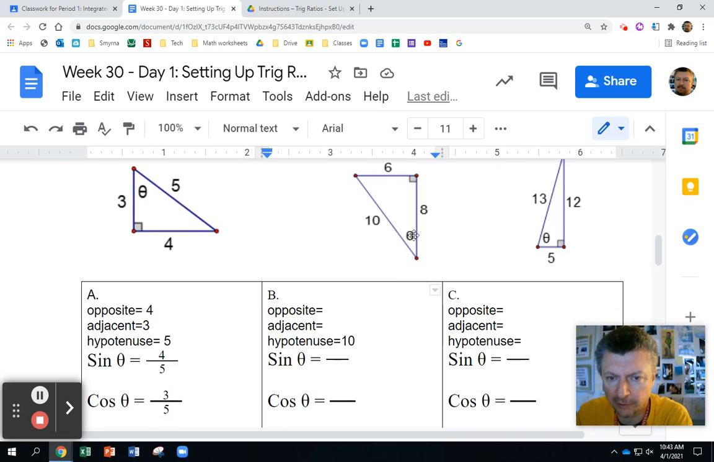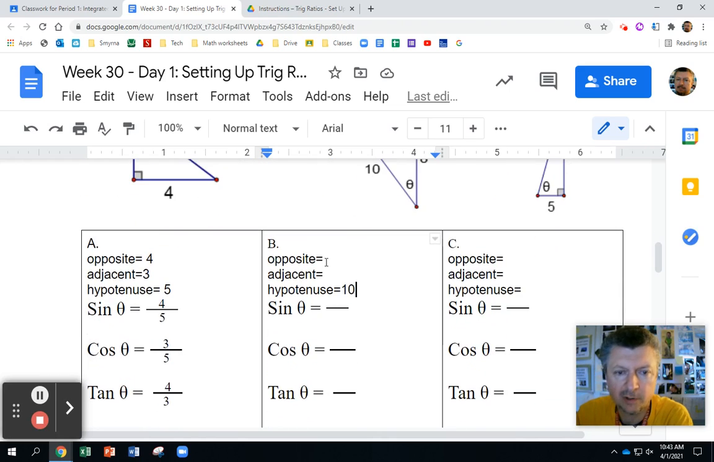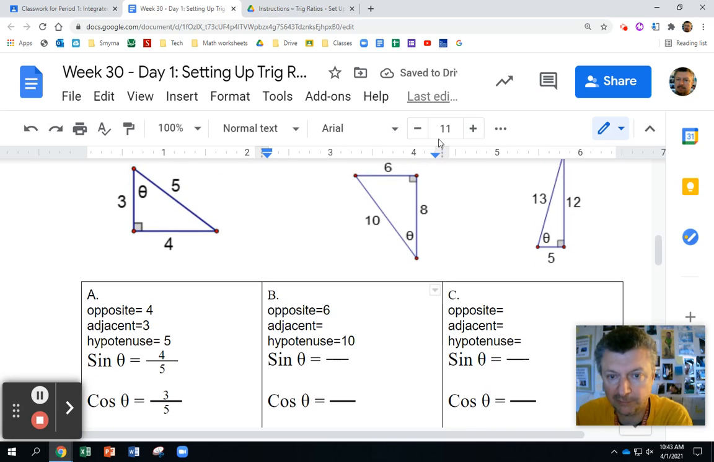Now we're dealing with this angle here, theta, right? And theta is down here. On this other one, it was up here, but here it's down here. So the opposite side of that angle is 6, right? Over there. So the opposite is 6. Adjacent is the other side, so it's 8. And you can see adjacent is next to. Adjacent means next to. It's next to that angle, right? So adjacent's 8.